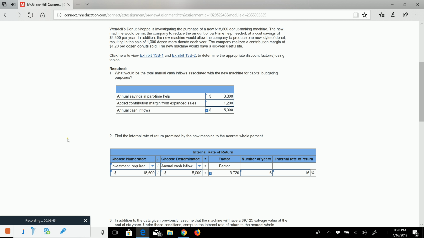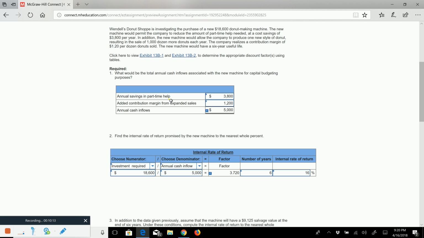In addition, the new machine would allow the company to produce one new style of donut, resulting in the sale of 1,000 dozen more donuts each year. The company realizes a contribution margin of $1.20 per dozen donuts sold. The new machine would have a 6-year useful life. So, what would be the new cash inflows if we bought this new machine?